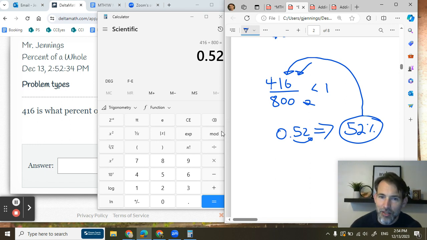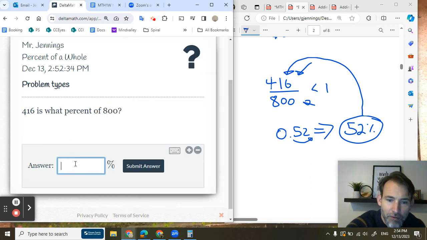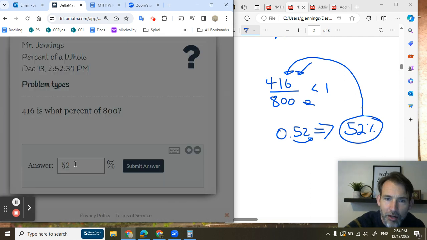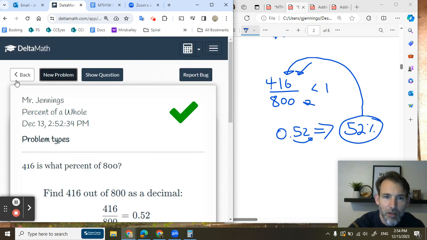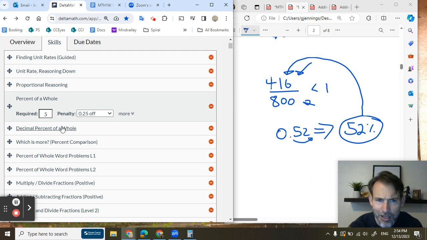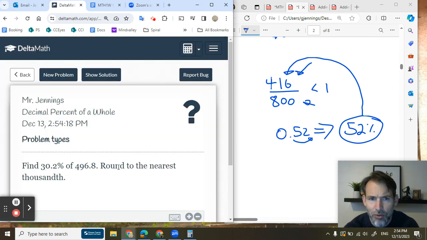But yeah, that's how you do that. So answer is 52%. Cool. So that's how you do those. Remember when I said I was going to go through these quickly? Yeah, let's go quickly. Decimal percent of a whole.